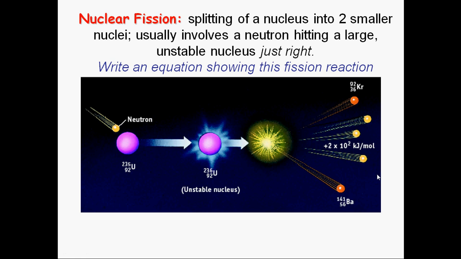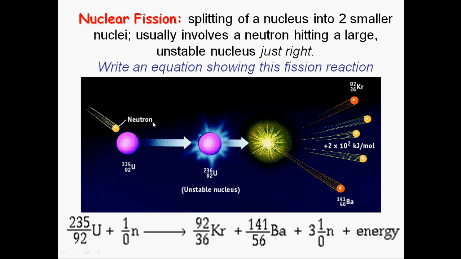So if we were to write this out as a balanced equation, again, we're going to use isotope notation. We're going to make sure the masses add up on both sides, and we're going to make sure that our atomic numbers add up on both sides. So in this situation, our 2 reactants are just our uranium-235 and our neutron. Those are the 2 things on the left side of the equation here.